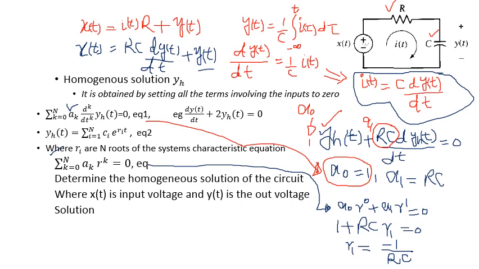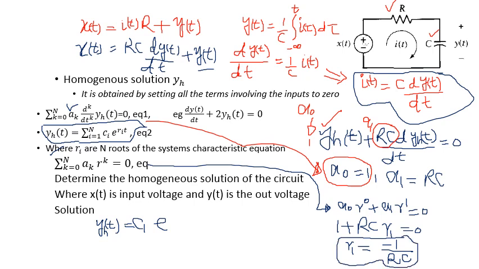If we put it in equation 2, we get the homogeneous solution. Okay, so we get y_h of t equals c1 e to the power r1 t, because n equals 1. So replacing r1 here, it will be minus 1 by RC times t. So this is the homogeneous solution for this equation.